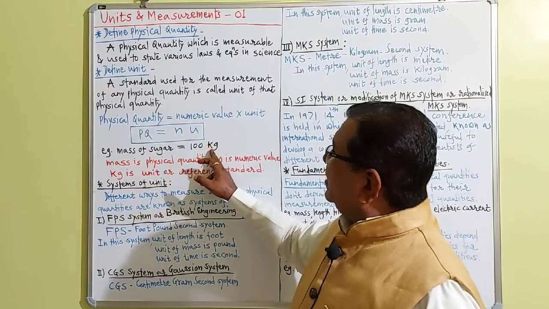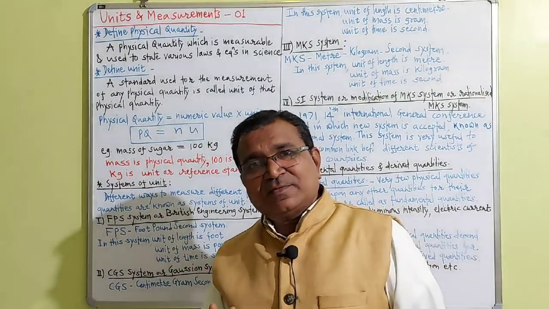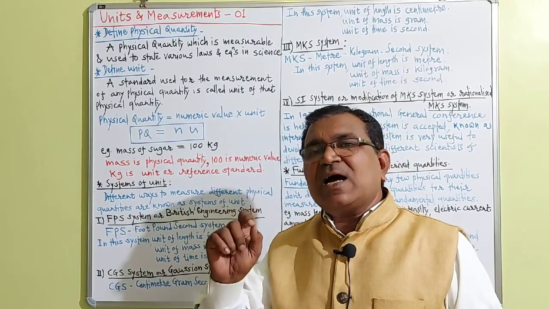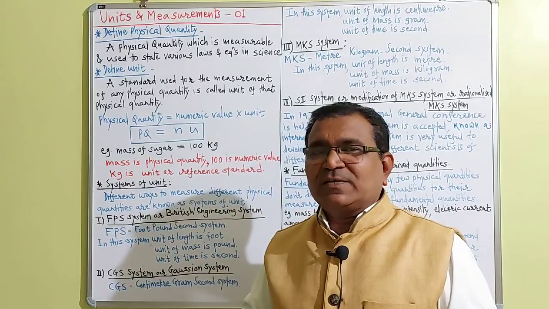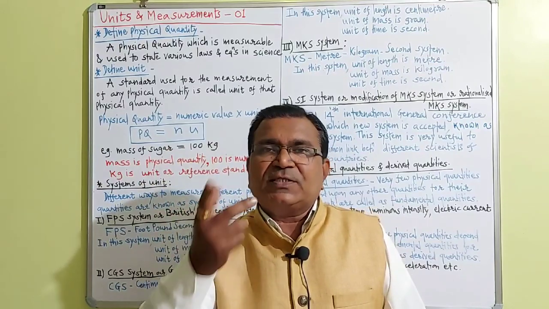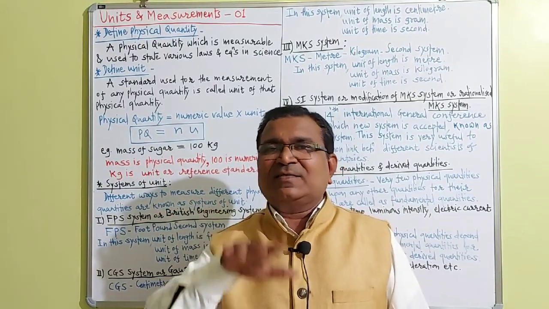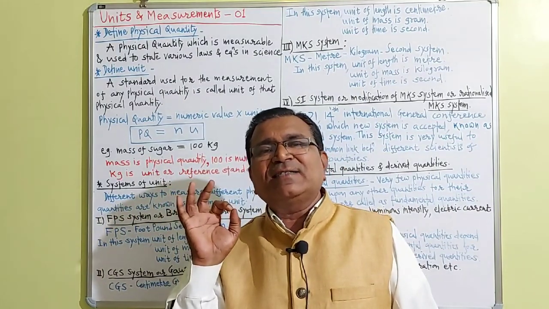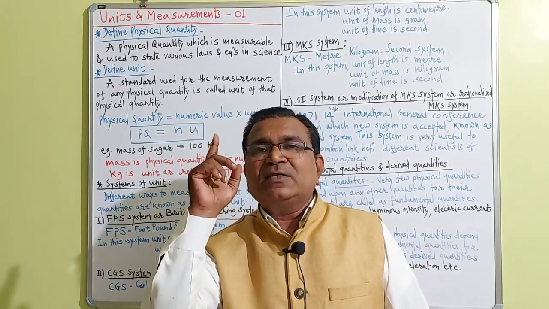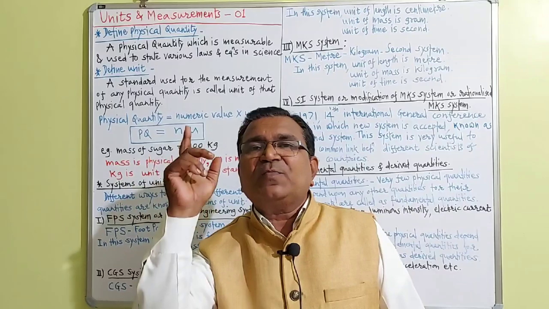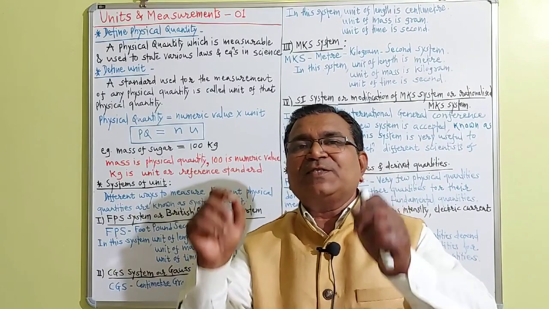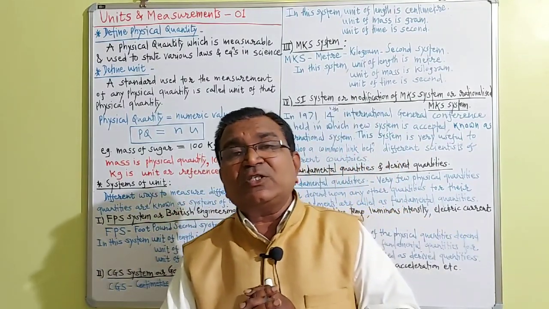So here kilogram is a unit of mass. Kilogram is the SI unit of mass. Kilogram is a reference standard which is used for the measurement of mass, and so that reference standard is called a unit. I will repeat the definition of unit again: a reference standard used for the measurement of any physical quantity is called the unit of that physical quantity. That is the definition of unit.